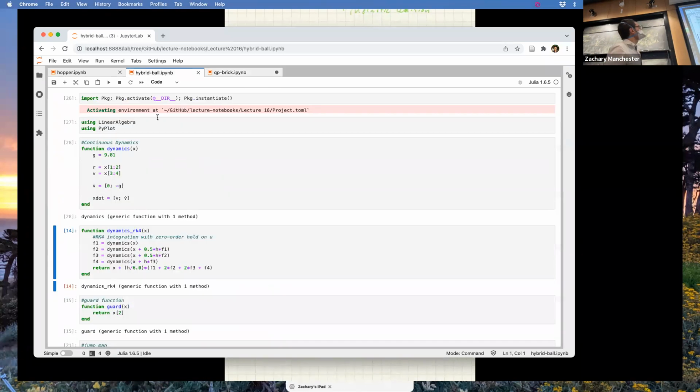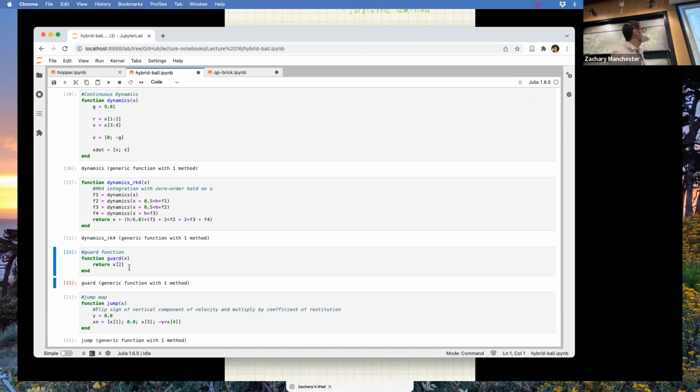So let's go look at the hybrid version now. So here's the dynamics, which is just F equals ma. Actually, it's just gravity, right? There's no impact force stuff in this setup. We're going to use our RK4 on that. The guard function is just returning the height. So when this thing crosses 0, that's when I have an impact.